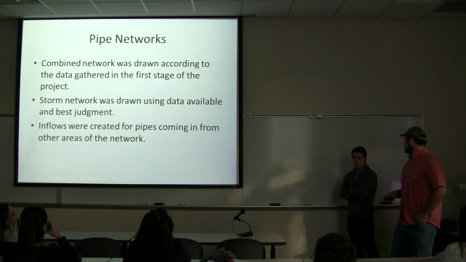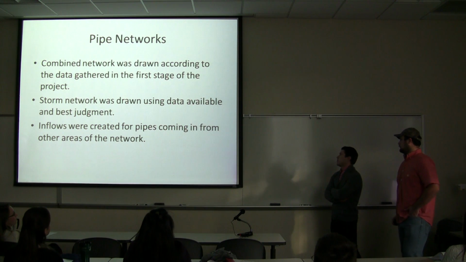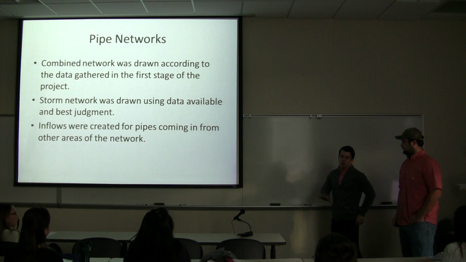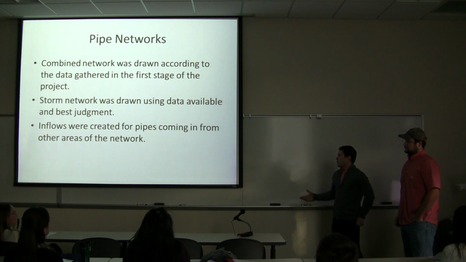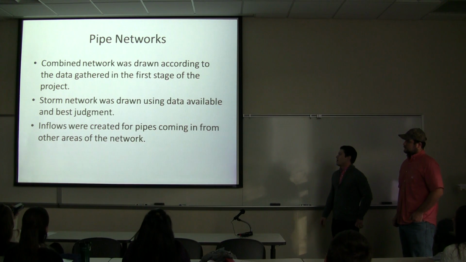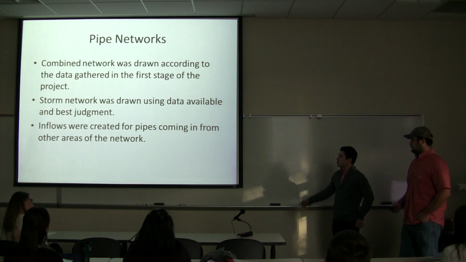You want to talk about the pipe network? Sure. We drew it according to the data gathered rather than doing anything different. I think our only difference from other groups is that in any spot where it was ambiguous whether it went to the combined or the storm network, we assumed it went to the storm. For the storm network, we just used our best judgment for all of the holes that we had. And then we created inflows coming from the east and from the south, according to the assumptions we showed on the previous slide.